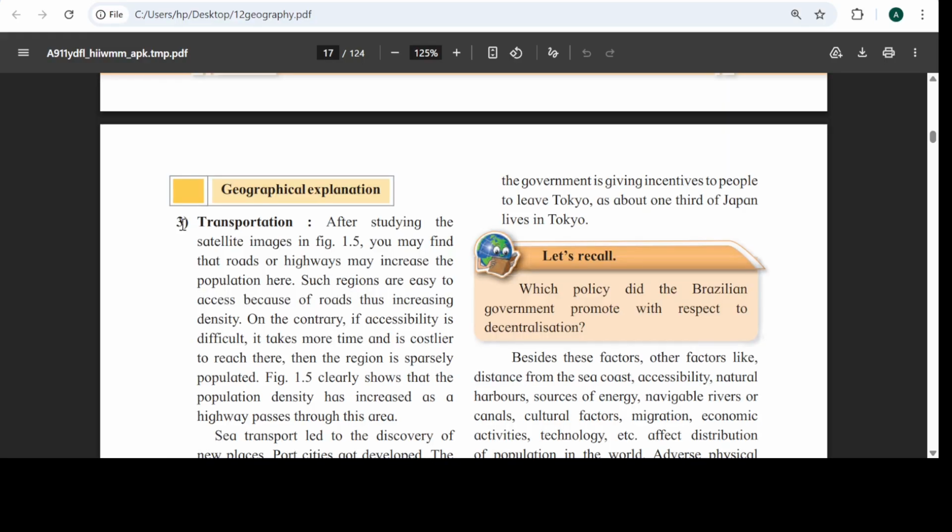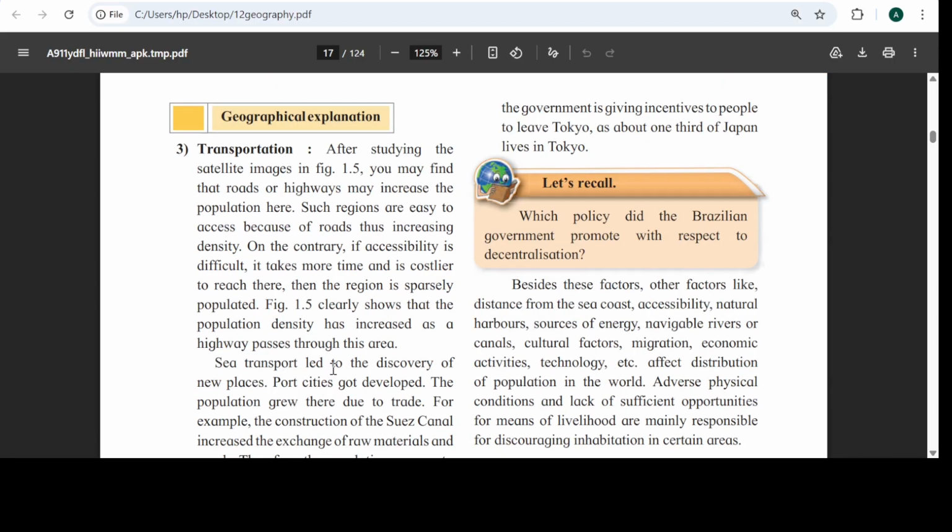Third factor is transportation. After studying the satellite image in figure 1.5, you may find that roads or highways may increase the population here. Such regions are easy to access because of roads, thus increase in density. On the contrary, if accessibility is difficult, it takes more time and is costlier to reach there. Then the region is sparsely populated. Figure 1.5 clearly shows that the population density has increased as a highway passes through this area.